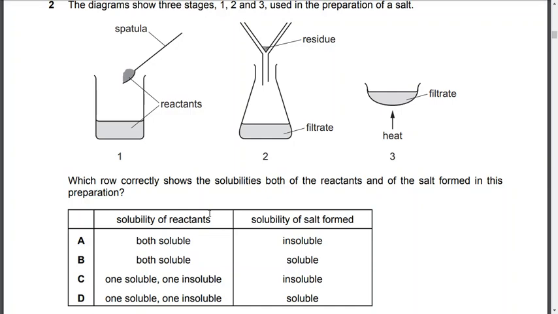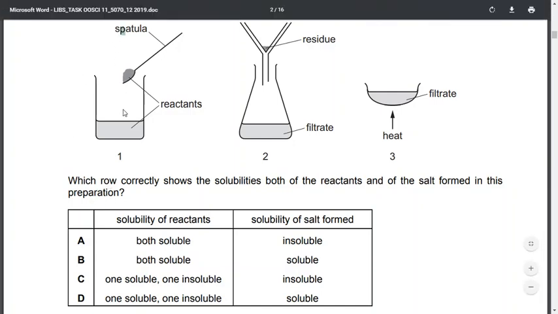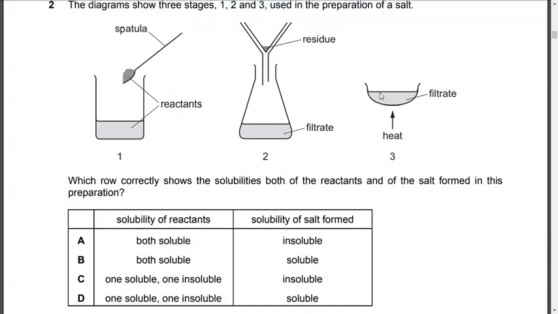For this, we're going to look first of all here. They are adding the reactant. These are two reactants that are being mixed together, then filtered out and heated. Okay, so for this, definitely first of all look at the first stage. They're being reacted. That means probably they'll dissolve and form a new product.